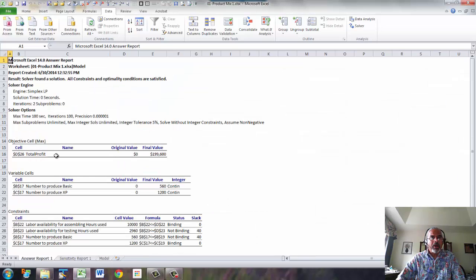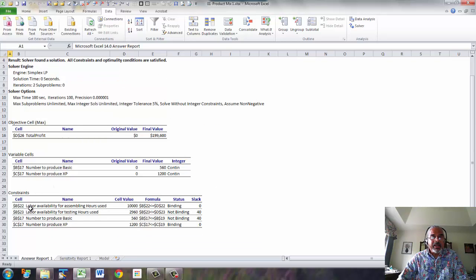So the total profit, we started out with 0 profit, and the final value is 199,600. The number to produce of Basic and XP, again we started out with 0 and our final value is 560 and 1200. And these two variables are continuous variables. This is where we talked about divisibility in one of the previous videos. These are divisible variables, and we were fortunate to get integer answers. But if we didn't have integer answers, then we would have to request an integer solution. We'll talk about integer later on.